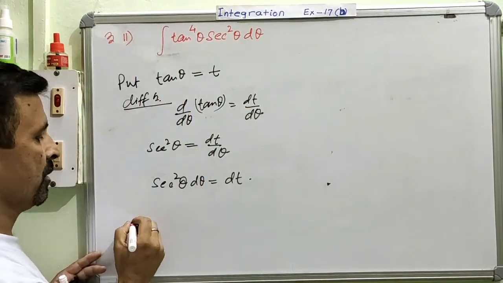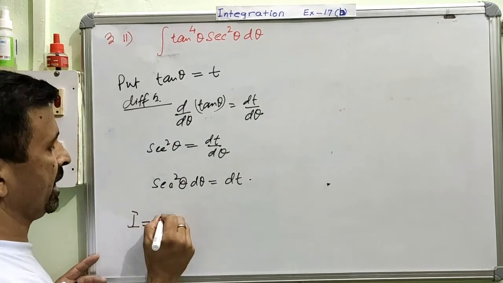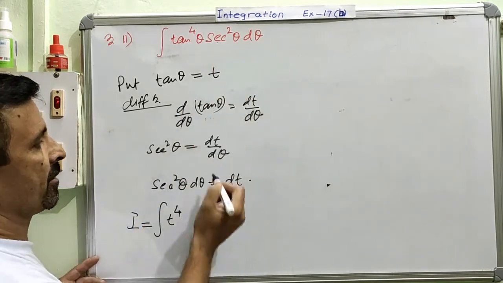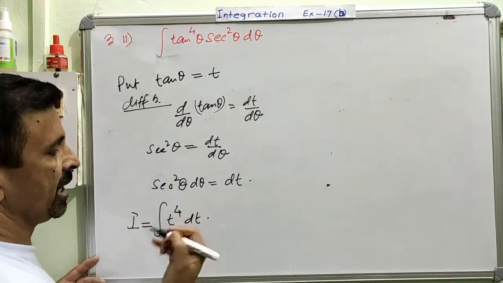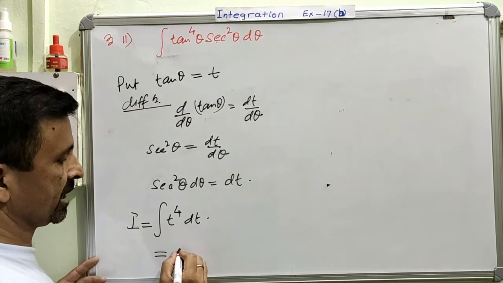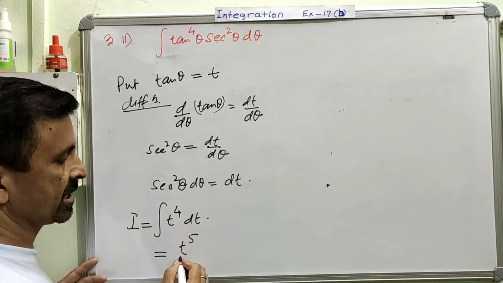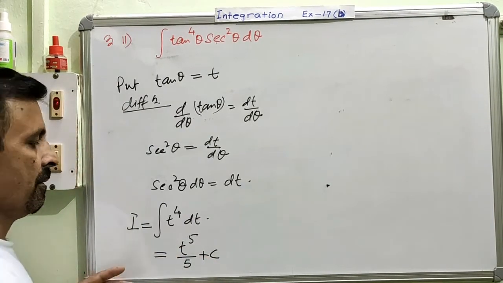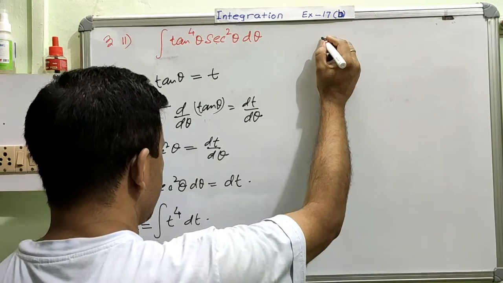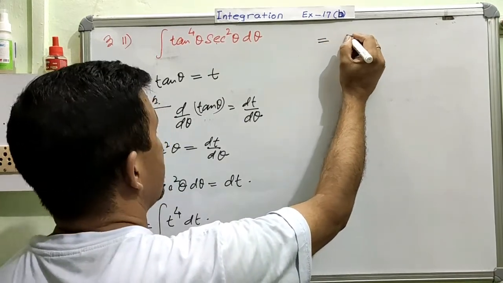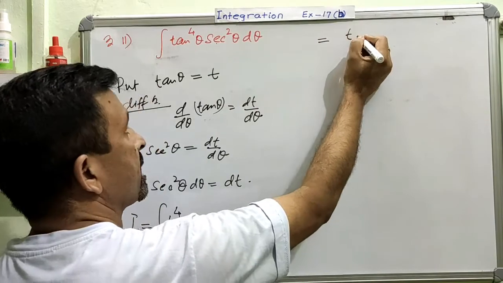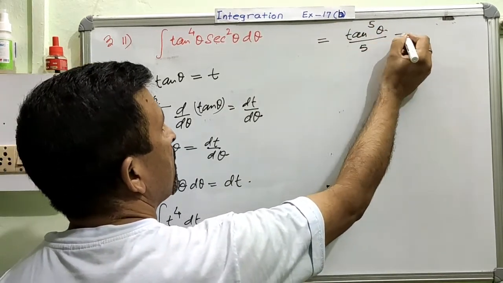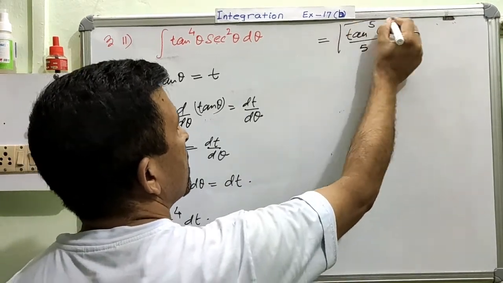So we can now rewrite this question. We can write this as t to the power 4, and for the other part we write dt. Now the final answer: you can integrate. This is t to the power 5, because the power increases, and then the same power comes in the denominator, plus c. Finally, we write the value of t back. t is tan theta. So this is tan to the power 5 theta divided by 5 plus c. This is your answer.